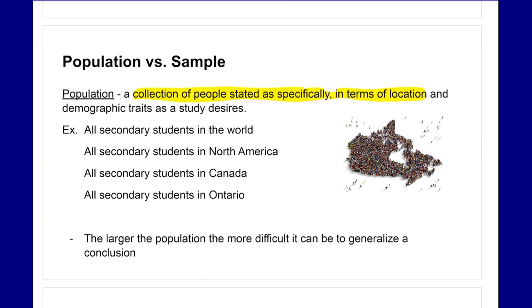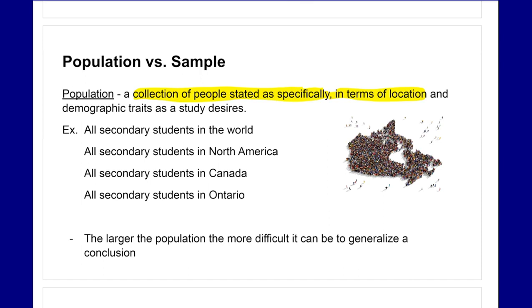For example, maybe we're trying to make observations on secondary students in the world, or secondary students in North America, or in Canada, or in Ontario, right? Yes, there are smaller and smaller groups, but it depends on what I want my population to be, or what I want my observations to be related to or applied to. So the larger the population, the more difficult it can be to generalize a conclusion.